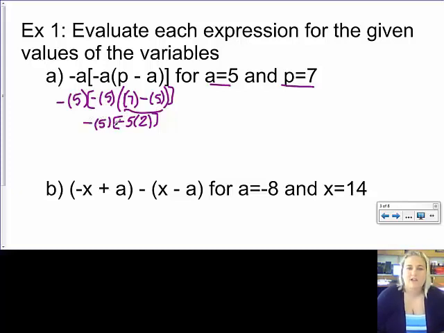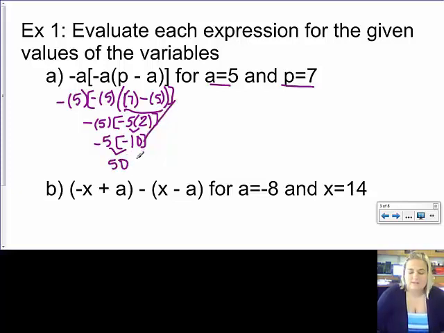Once we're here, we need to simplify inside parentheses again. Remember, brackets are another type of parentheses, another type of grouping symbol. So we have negative 5 times 2, which gets us a negative 10. And then out here, this negative and 5, that just gives us a negative 5. So negative 5 times negative 10 is going to give us a positive 50. This is our final answer.